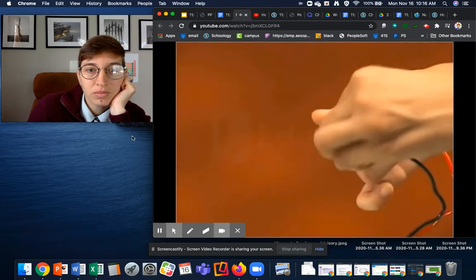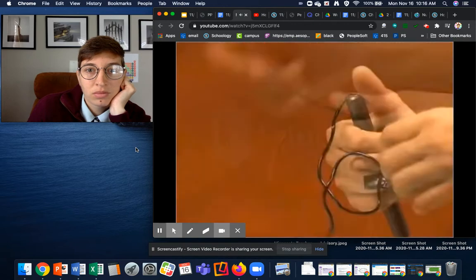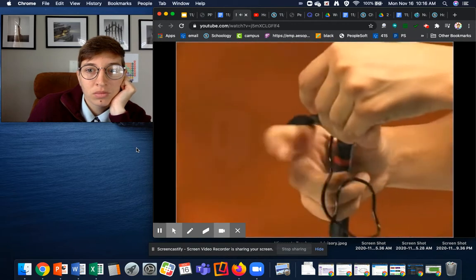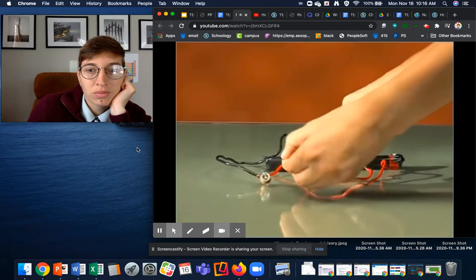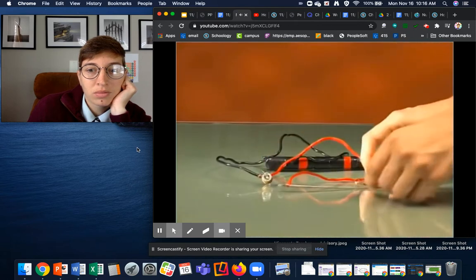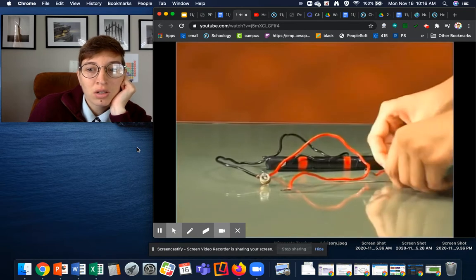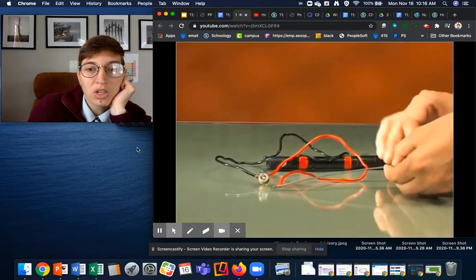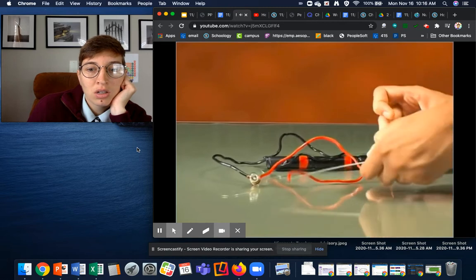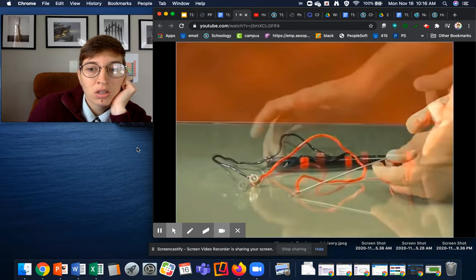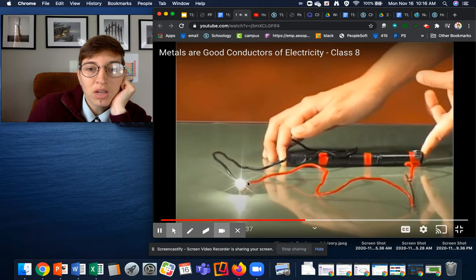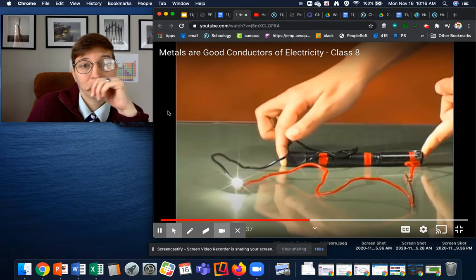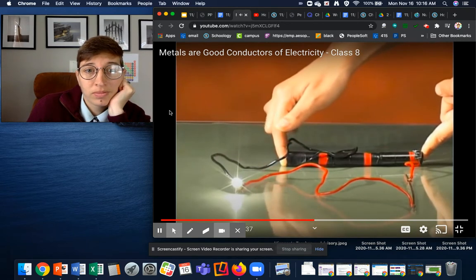Make an electric circuit with the help of electric wires, battery and the bulb. Connect the iron rod between the open ends of the wires. This is an iron rod. And when all the wires connect, and the battery, what do you see? You can see that the bulb glows. It means that the iron rod is a good conductor of electricity.